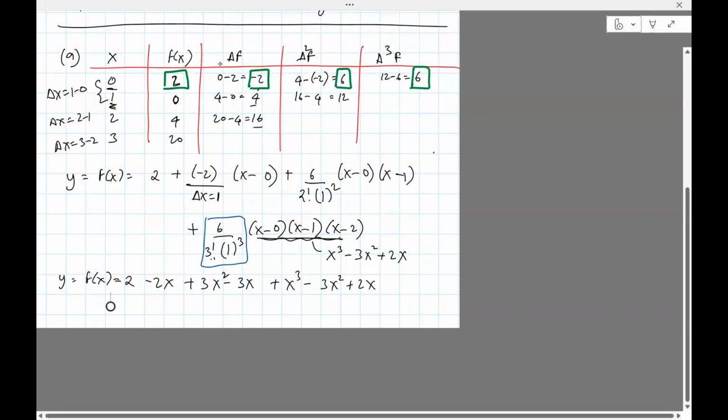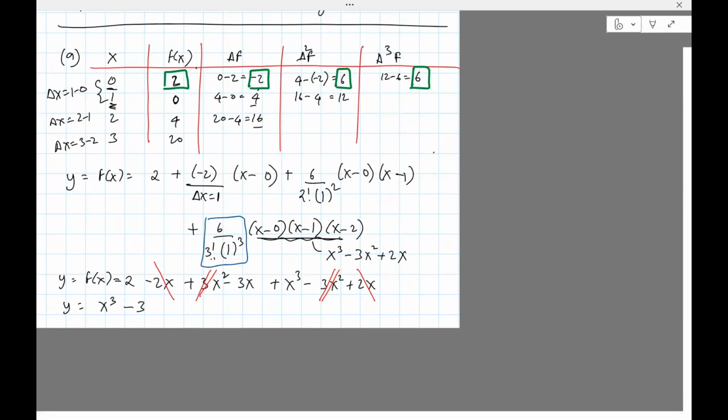Okay, we can cancel a few things, I believe. This 2x cancels with this plus 2x. This 3x squared cancels with this 3x squared. And that's it. So the final answer is y equals x cubed minus 3x plus 2.